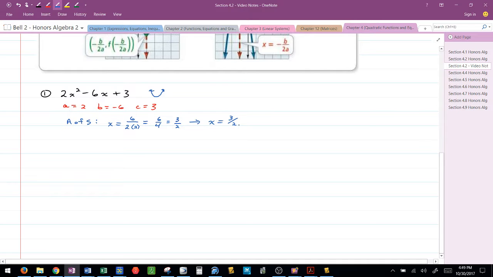To find the vertex now, I'm going to take 3/2 and substitute it into the original equation. I'm going to do that in red over here to the side. So I have 2 times 3/2 squared minus 6 times 3/2 plus 3. So 3/2 squared, well, that's going to be 2 times 9/4 minus 6 times 3/2 plus 3.